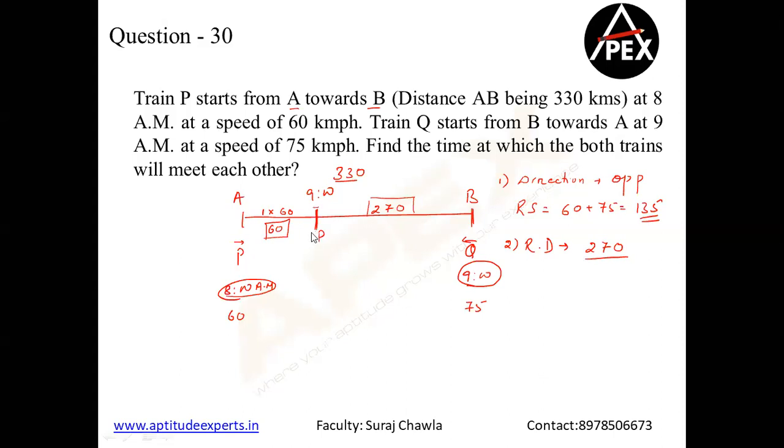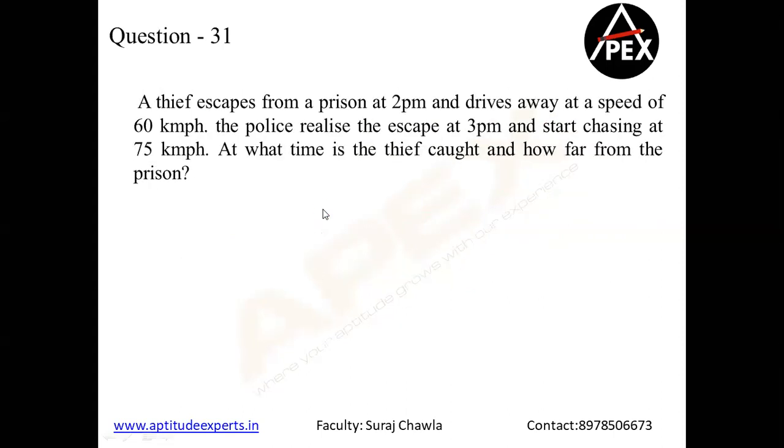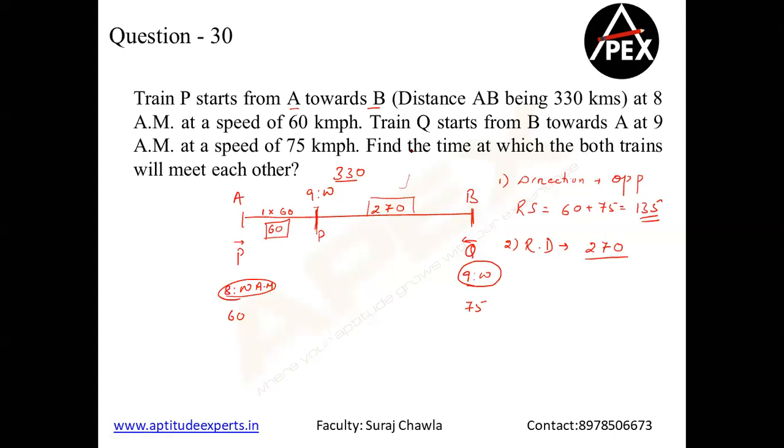So I repeat, P is here at 9 o'clock and Q is here at 9 o'clock. So the distance separating both the bodies at the same time will be the relative distance. Now we can apply the formula. Time taken to meet will be relative distance upon relative speed.